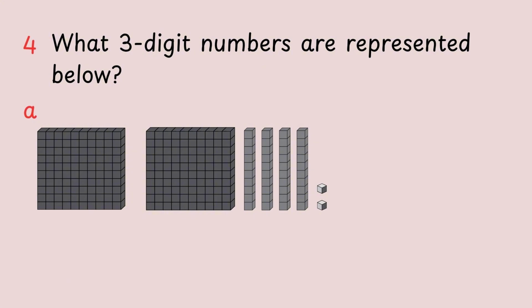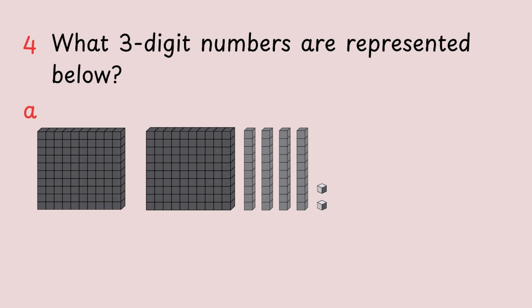Question 4. What 3-digit numbers are represented below? So, first, let's look at these big flat square blocks. These are our hundreds blocks. Let's count them. 1, 2. Since we have 2 hundreds blocks, that gives us a value of 200. Next, let's count how many tens we have. 1, 2, 3, 4. 4 tens equal 40. So, we write a 4 right in the middle in our tens place.